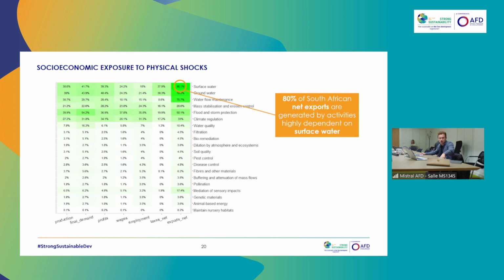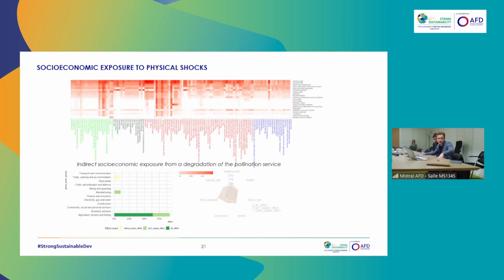But we can do the same job for every type of socioeconomic category and the 21 types of ecosystem services. We can also assess indirect dependencies and indirect effects, for example, pollination. Pollination is a service on which depend only a few agricultural sectors. But when we look at the sectors that depend indirectly on the sectors that directly depend on pollination, we find that a lot of food industry sectors depend on pollination. And then the degradation of the pollination services would imply some effect on final demand, on household demand, through price increase or quantity constraints.